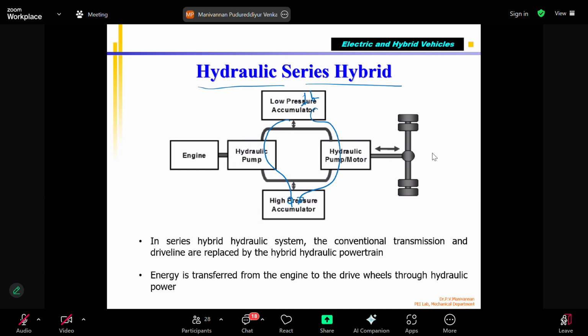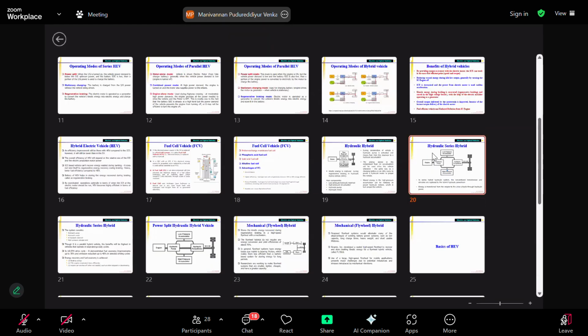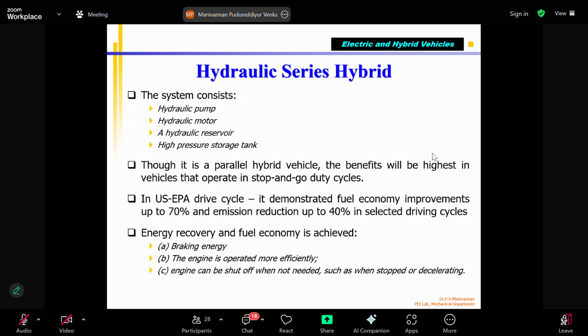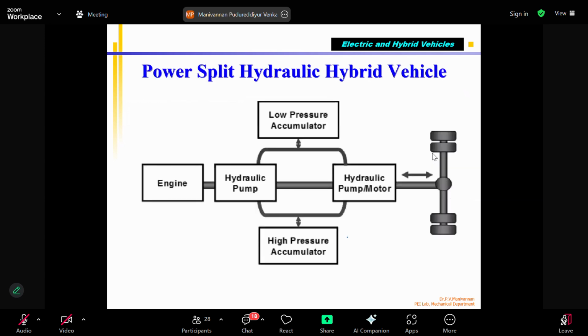In a series hybrid, the conventional transmission and driveline are replaced by a hydraulic transmission. You can see that this is the whole thing. Energy is transferred from the engine to drive the wheels through the hydraulic motor. Again, only the hydraulic motor is going to drive, similar to the electric motor in a series electric hybrid vehicle. Okay. In a series hybrid vehicle, the components, as we saw, are a hydraulic pump, hydraulic motor, a low pressure hydraulic reservoir where the fluid is stored, and high pressure storage. And of course the engine is driving.